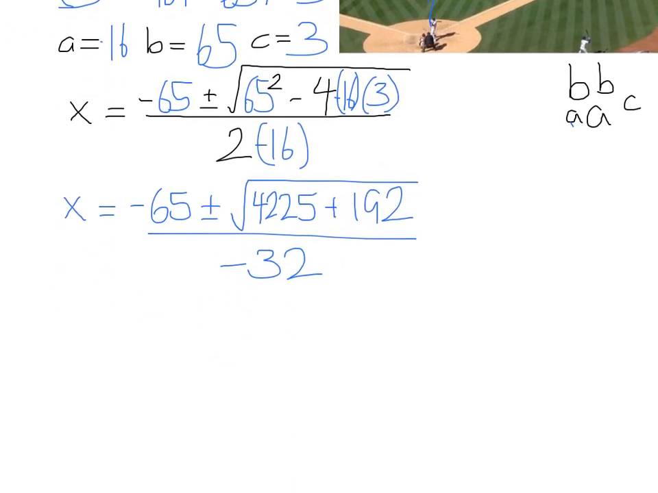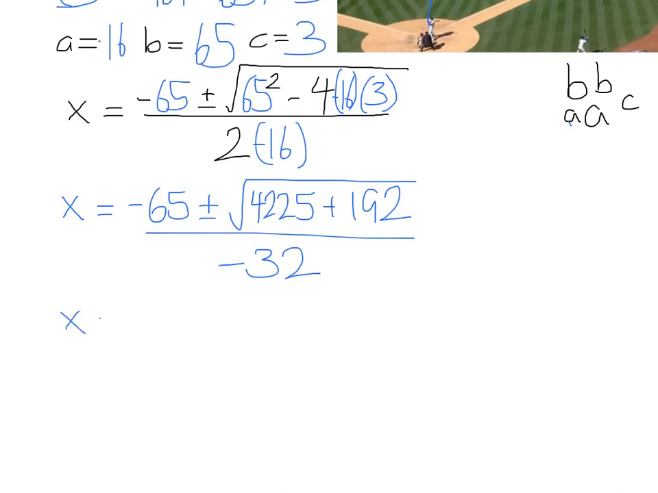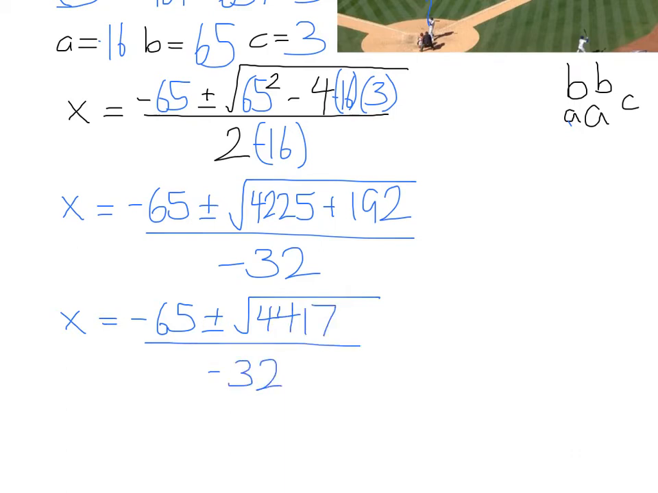Let's keep simplifying. So let's give ourselves some more room here. So we know that x is now equal to, well, still negative 65, plus or minus, let's actually do the math. Remember, the square root is like a grouping symbol. It's like parentheses. You've got to take care of what happens inside of that first. 4,225 plus 192 is 4,417, and we're still dividing by a negative 32.